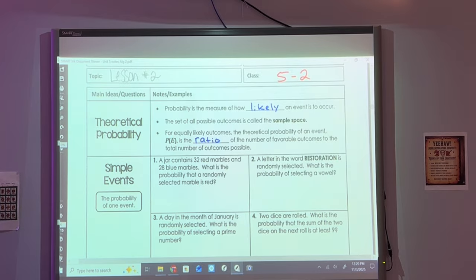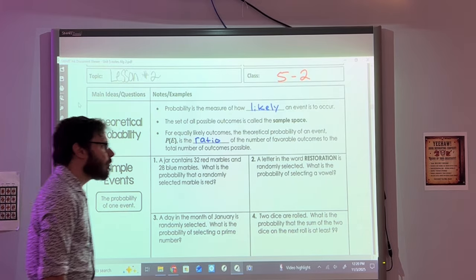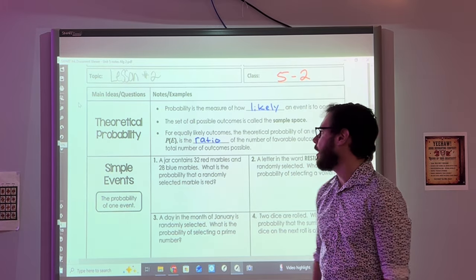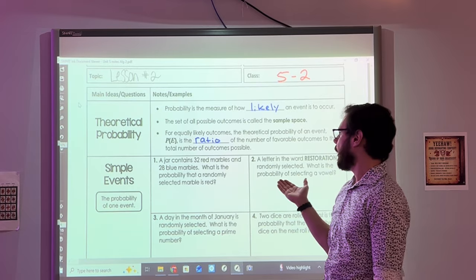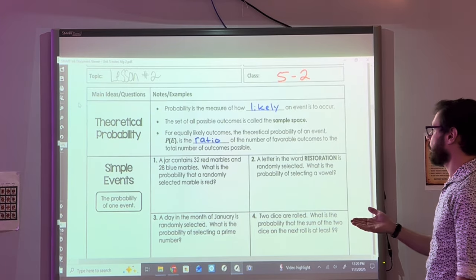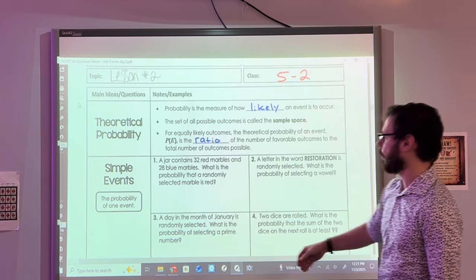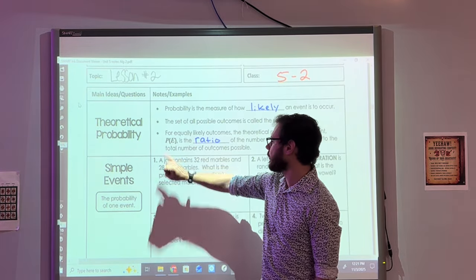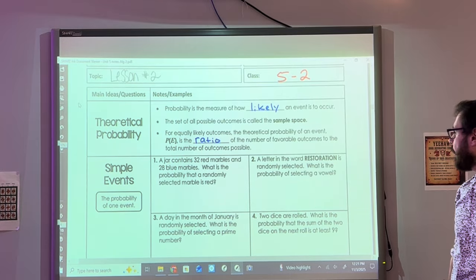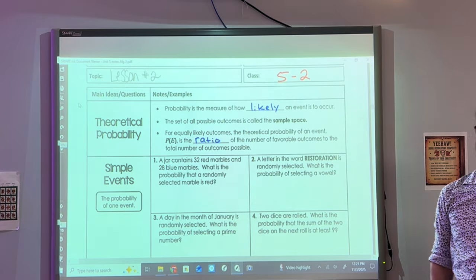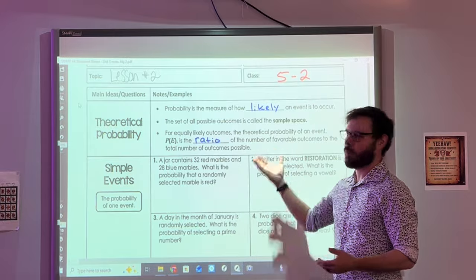All right, theoretical probability. It's simply the probability of how likely something is to happen. The set of all outcomes is called the sample space, and for equally likely outcomes, the theoretical probability of an event, written as the probability of the event, is the ratio of the number of outcomes we want, favorable outcomes, to the total number possible. So let's talk about this as a coin flip right now.